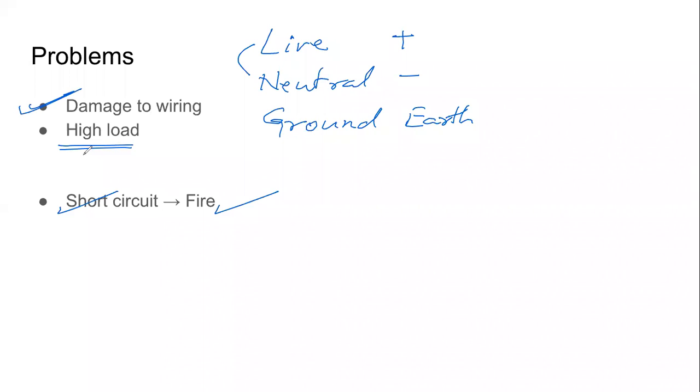Now, when we have more use of electricity, that means we are using more current. If more current is flowing through the wire, that means more heat is being produced. If more heat is being produced, that also will melt the wire. That also may cause the short circuit. That also may cause a fire. Right? This is short circuit.